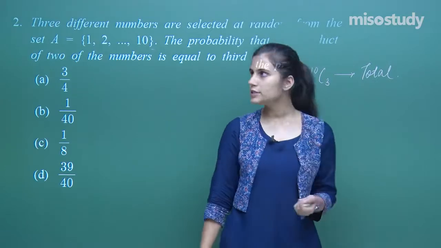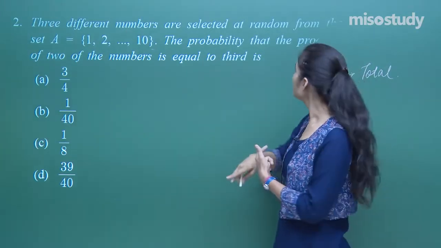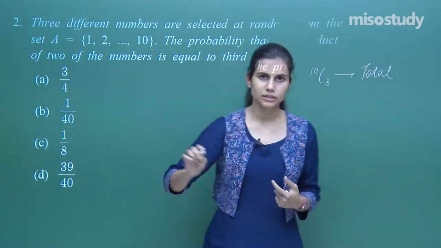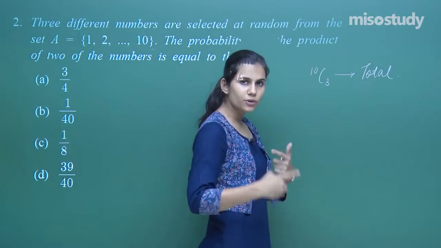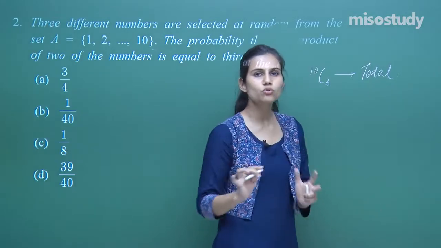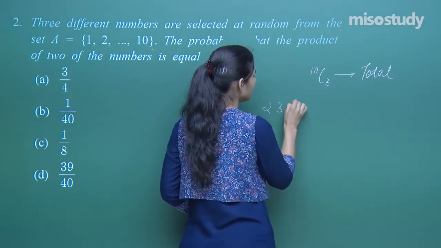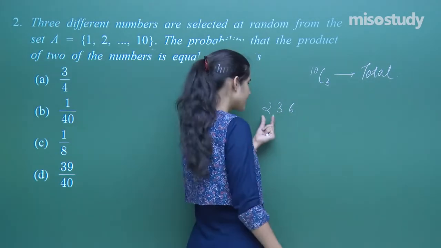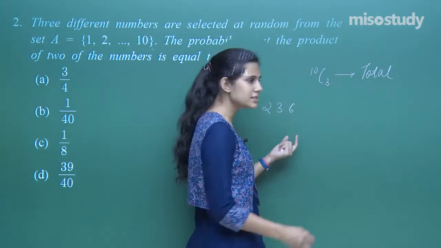What are the favorable ones? Favorable ones are those 3 numbers such that the product of any 2 is equal to the third. So just think about all the ways in which product of 2 can be equal to the third. You need to choose such 3 numbers. So you can choose 2, 3, 6. In this case, product of 2 is equal to the third. Either 3 into 2 is 6, you can say, 2 into 3 is 6.